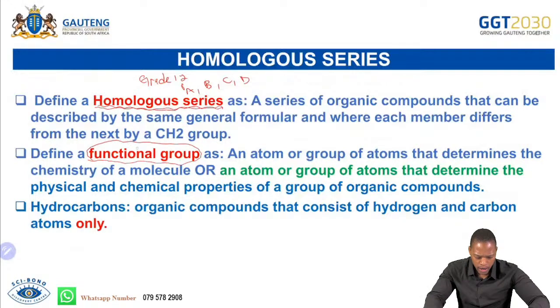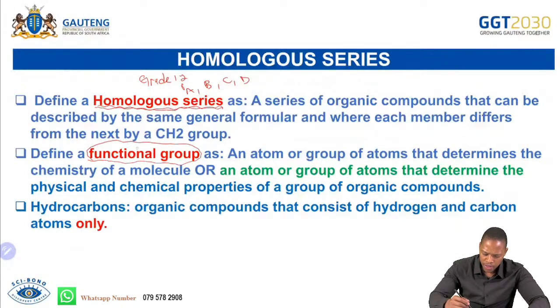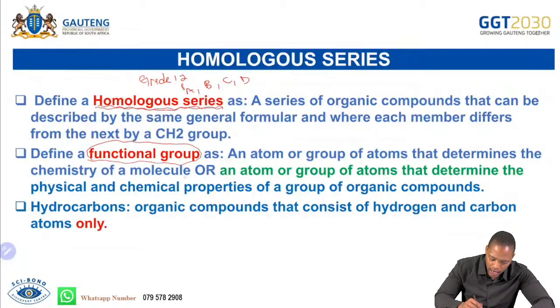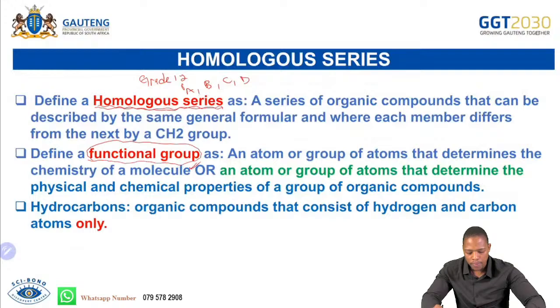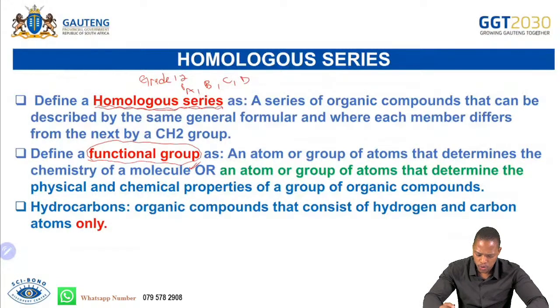Another way that you can define a functional group is an atom or a group of atoms, again, that determines the physical and chemical properties of an organic compound. This basically means the same thing as the first one. I like the first one. I'd like you to know this one. It's simple. Here we're saying physical and chemical properties, which is the same thing as saying the chemistry of a molecule. So I would advise, it's only advice, that you say: an atom or a group of atoms that determines the chemistry of a molecule.